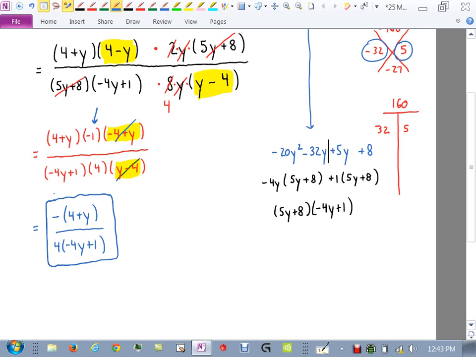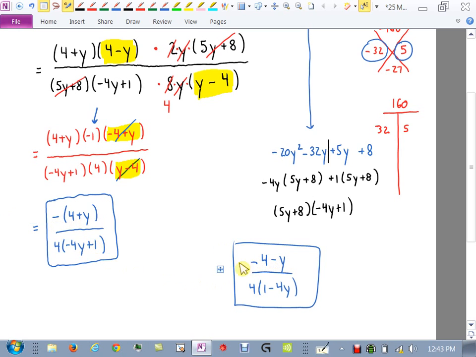So let me see. Oh, this is your book. What does the book have? Negative 4 minus y over 4, and then parentheses, 1 minus 4y. That's what the book has. Do we have the same answer? Yes, because if I distribute this negative through, I get negative 4, and I get a negative y.